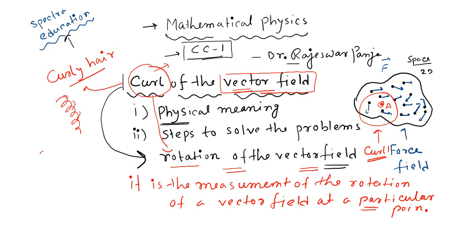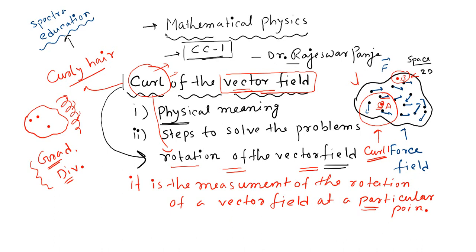Because just like the gradient and divergence we have discussed, where we considered the vector field, the gradient is always associated with a particular point. Divergence is always associated with a particular point. Similarly, the curl is also applicable at a particular point. In this force field, at point A there may be a rotation of the vector field, but at any other point, for example point B, if there is no rotation of the vector field, then at point B there will be no curl. So curl is a point-dependent quantity also.